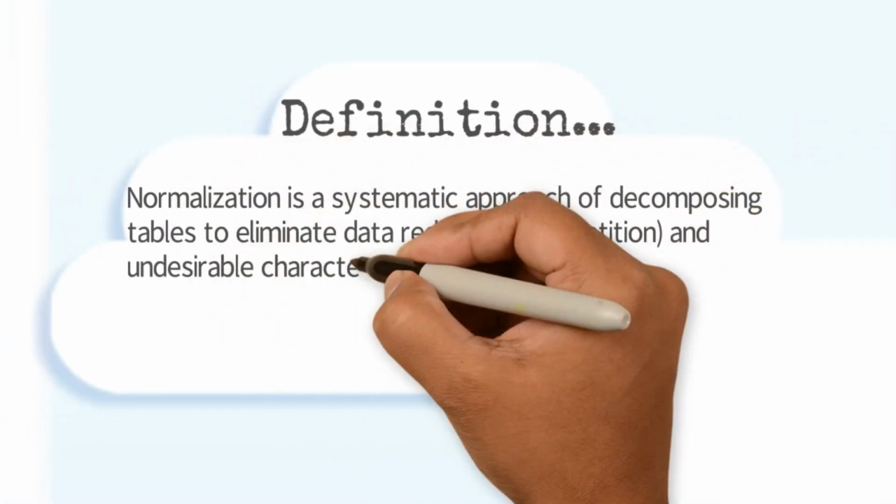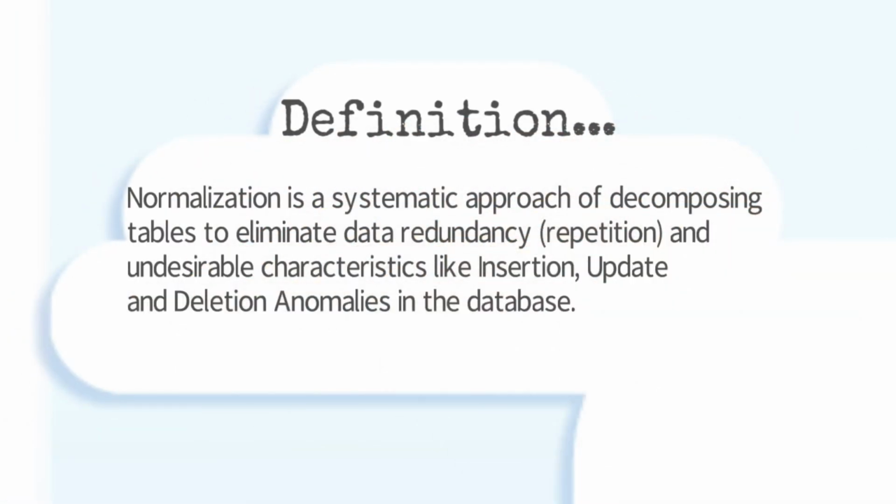Definition: Normalization is a systematic approach of decomposing tables to eliminate data redundancy and undesirable characteristics like insertion, update, and deletion anomalies in the database.